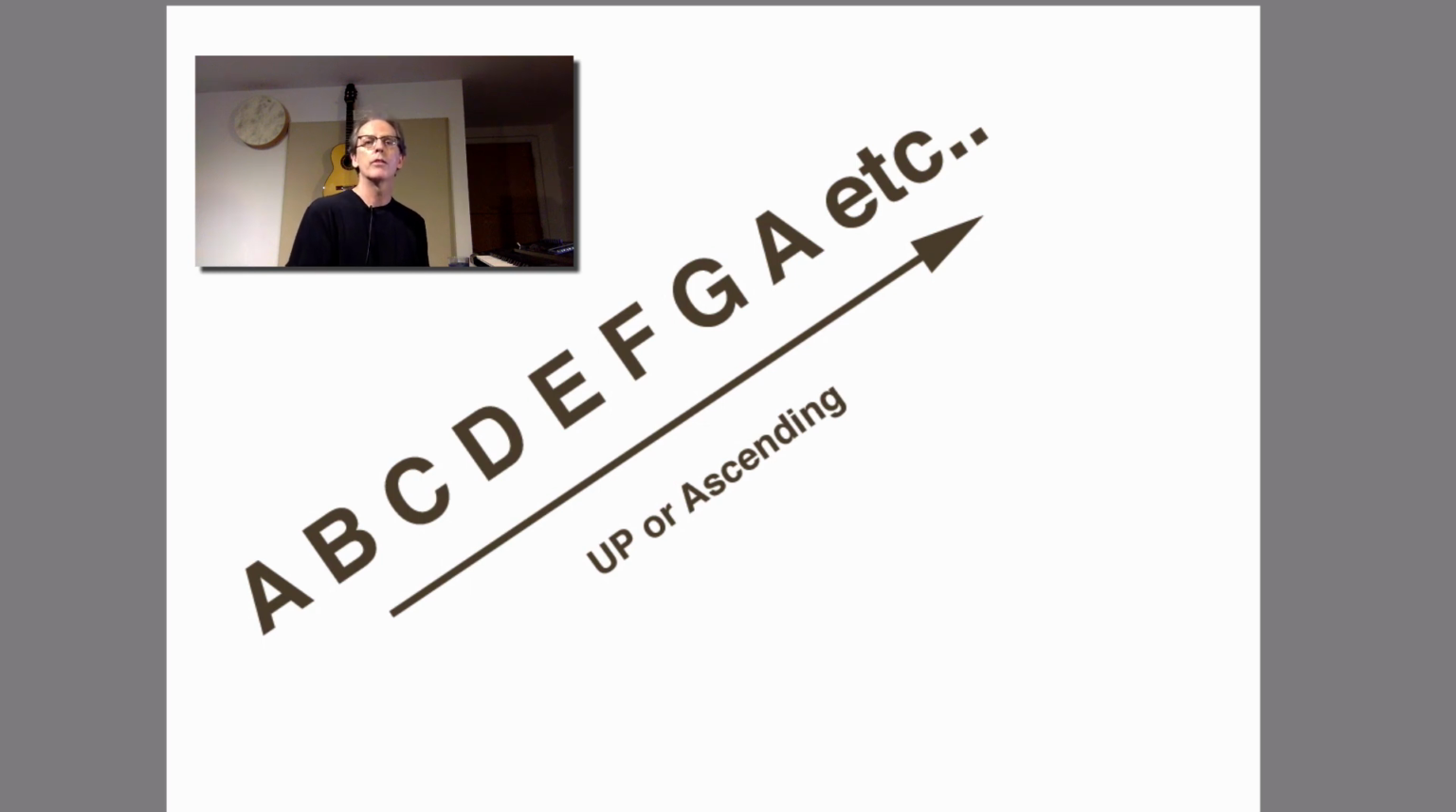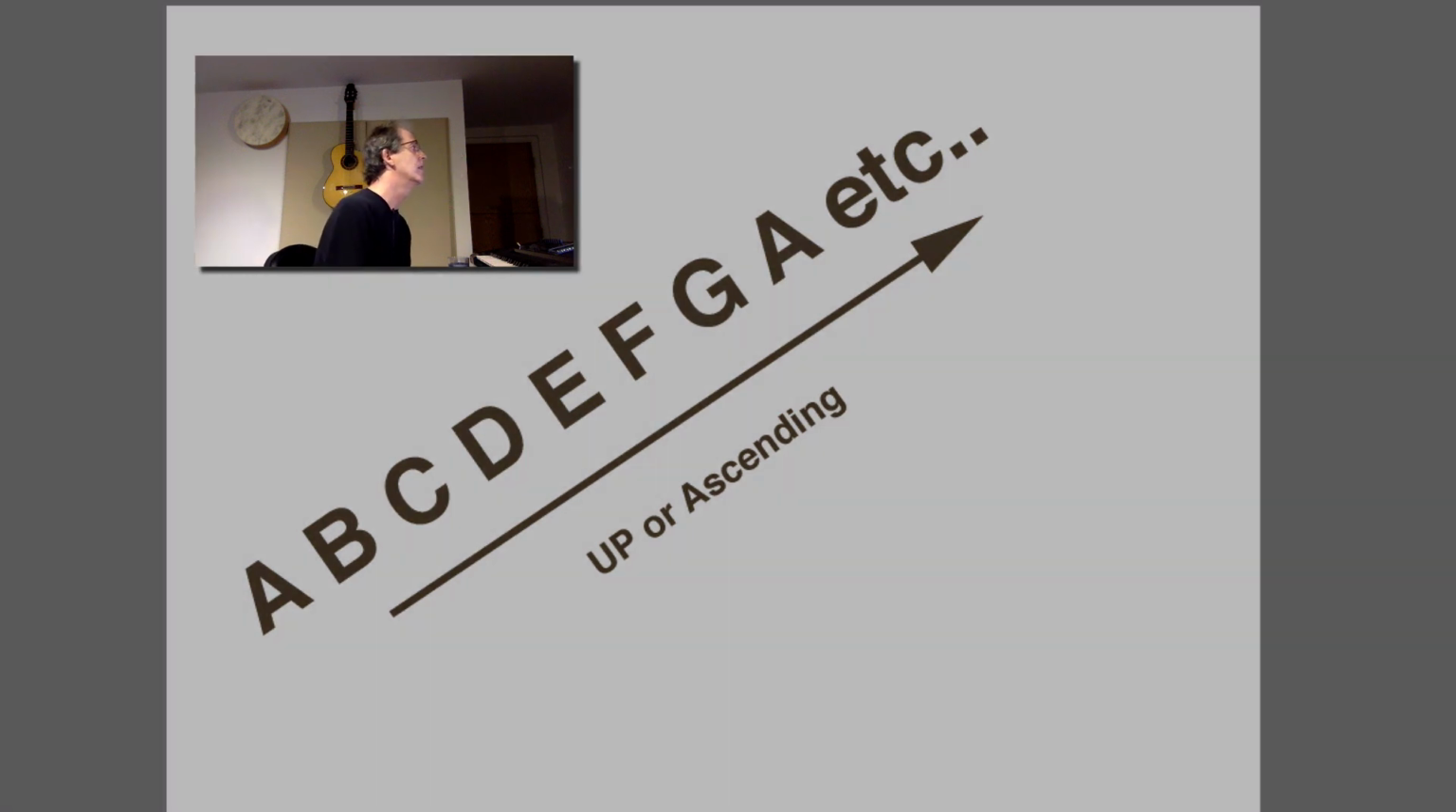So when we do them through the musical alphabet forward, that is called ascending or going up, like going up a series of stairs, right? So if you look at the screen there, A, B, C, D, E, F, G, A, etc. Just keep doing it. So that is upward. And of course, what that sounds like is from low to high.